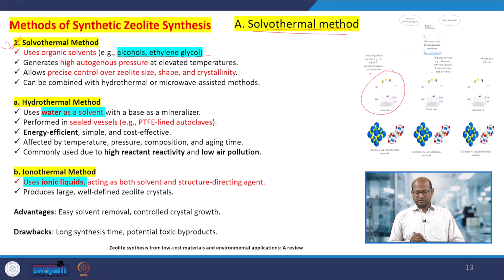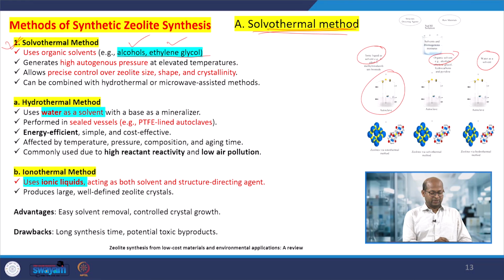Here we have taken high pressure reactors, and we can use either water as a solvent, or we can use organic solvents like alcohols or ethylene glycols. These are the solvents we can use, or maybe ionic liquids can be used as solvents for the preparation of zeolites by the solvothermal method.